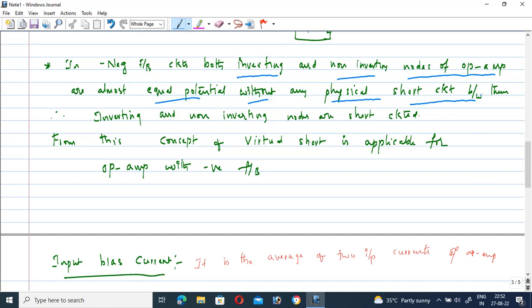Therefore that kind of situation is generally called a virtual short circuit. Okay, those two nodes are virtually short circuit. This is one of the most important points for negative feedback. This short circuit concept is only applicable for negative feedback. This is one more important point, right?